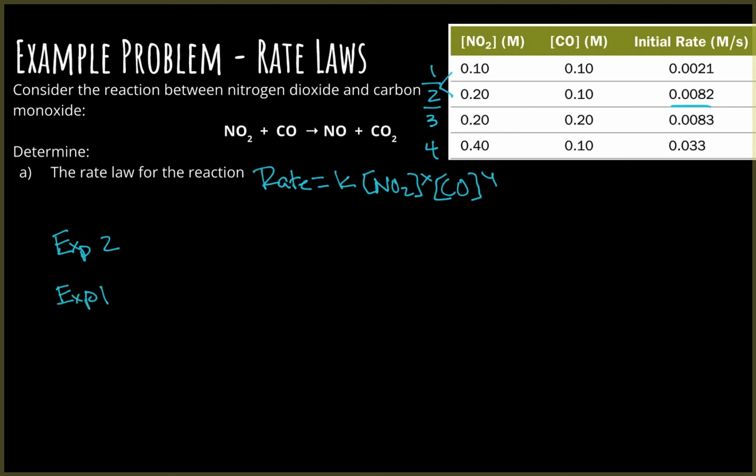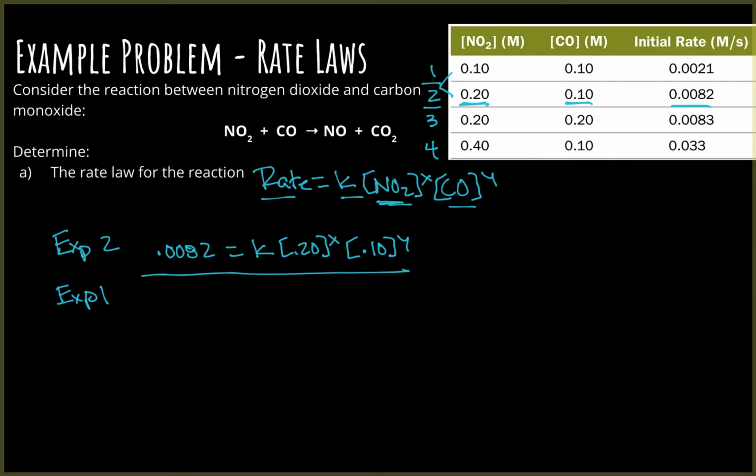Then I'm going to sub in the values for the rate law that I wrote here. So the rate for experiment 2 is 0.0082 equals K. I'm going to sub in the value for NO2, which is 0.20 to the X, and then the value for CO, 0.10 to the Y. And I'm going to put that over experiment 1. So the rate for experiment 1, 0.0021 equals K, the value for NO2, which is 0.10 to the X, 0.10 to the Y.